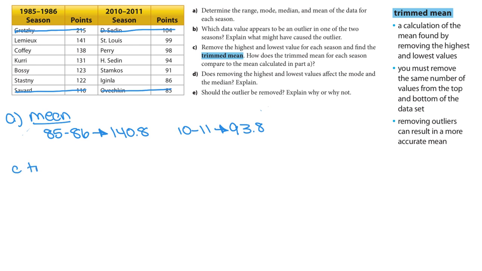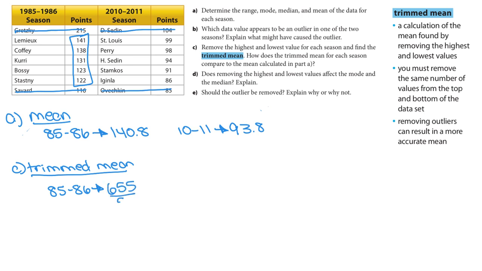So this is part C, trimmed mean. To find the trimmed mean, we're going to add up these 5 values instead of the 7 of them, and then we divide by 5 because now we only have 5 values. So for the 85-86 season, if we add up that column, we get 655 divided by 5, and the new mean would be 131.